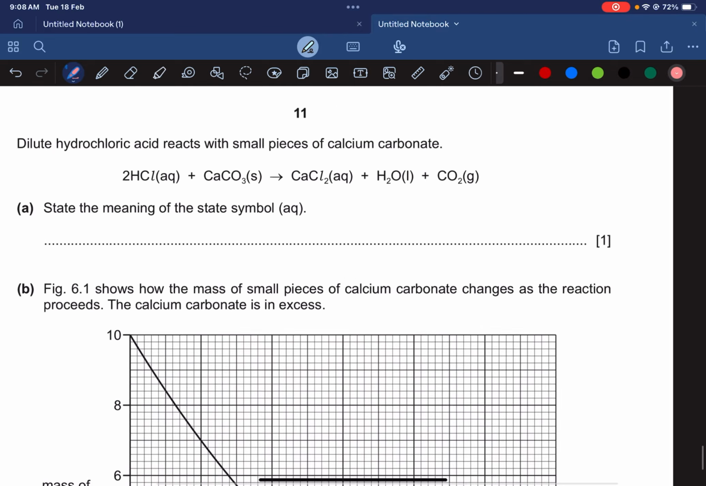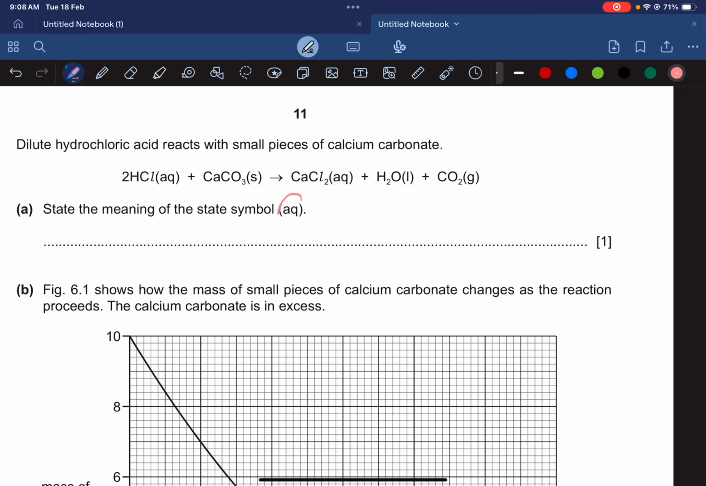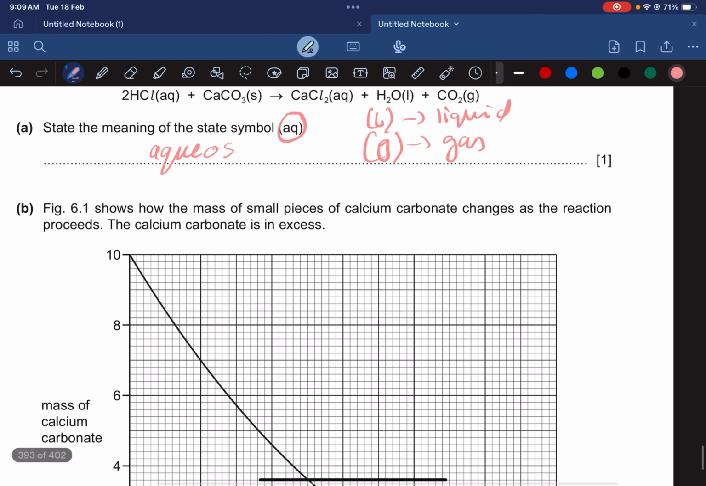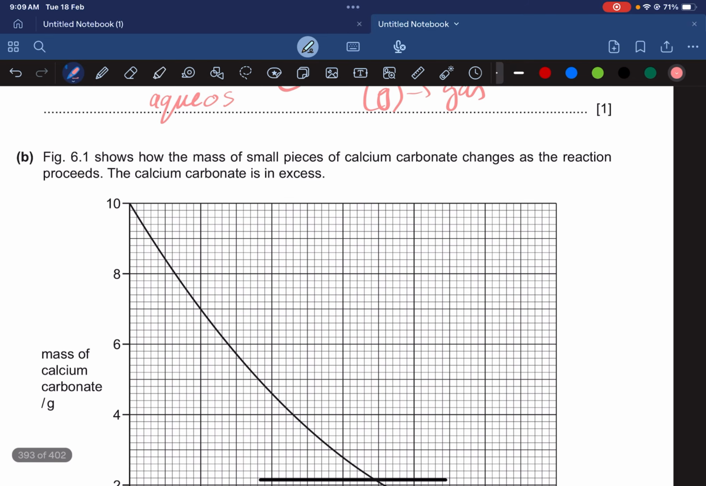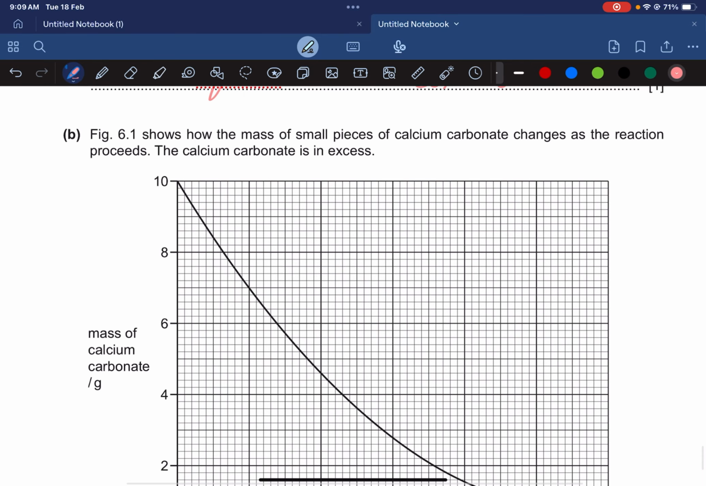Okay, next question. Dilute hydrochloric acid reacts with small pieces of calcium carbonate. State the meaning of the state symbol aq. aq means aqueous. Okay, l means liquid, and g means gas. Just learn these. Aqueous, just don't mind the spellings, because in a chemistry exam there are no marks for the spellings.